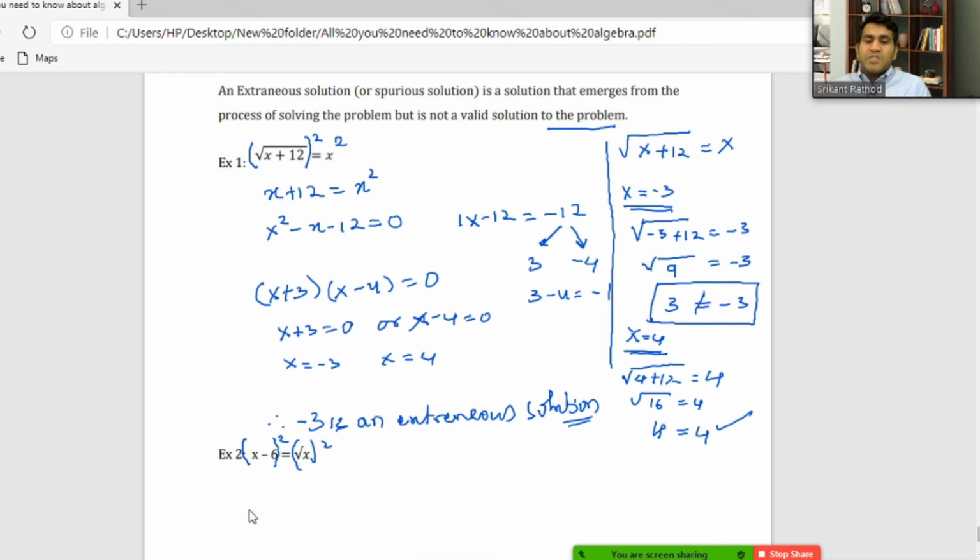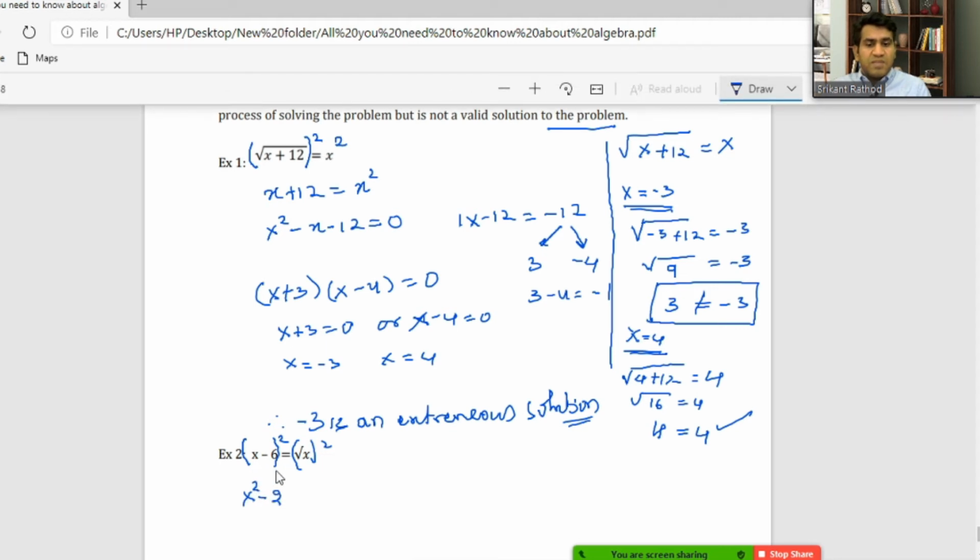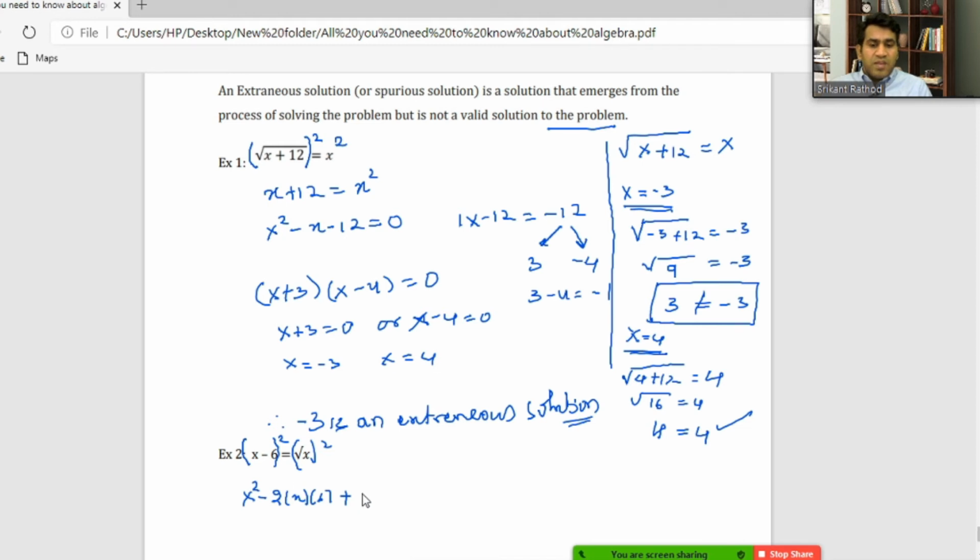So expand it in the way that (a minus b) whole square is the first term square minus 2 times the first term times the second term. It's going to be 2 times x times 6 plus the second term square, that is 6 square, and that is equal to x square. Let me further simplify it.